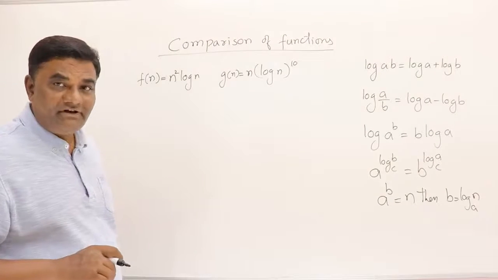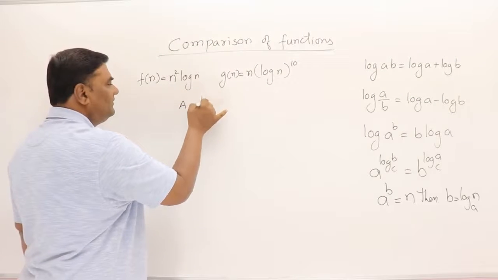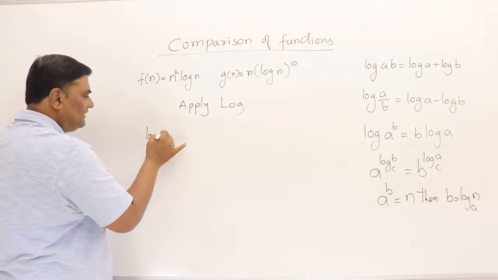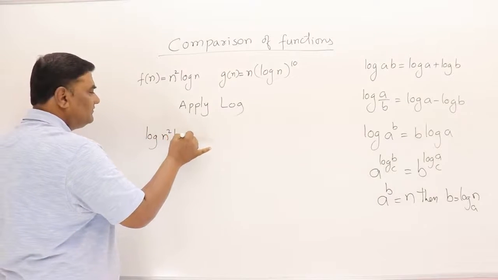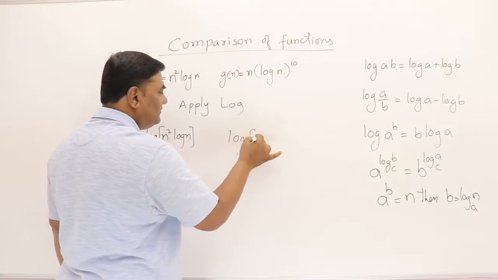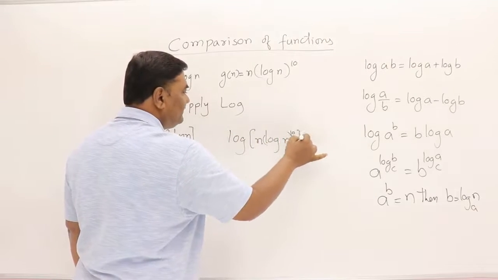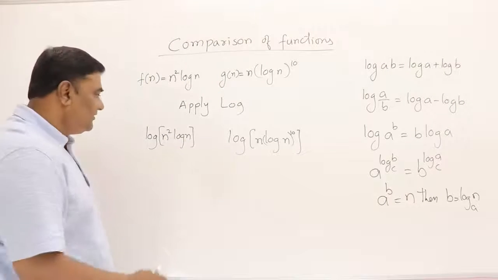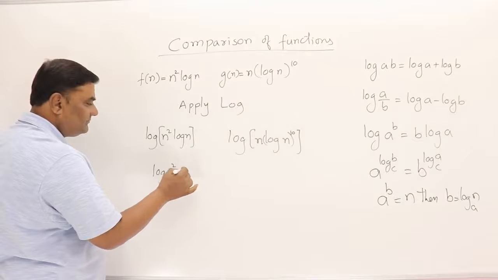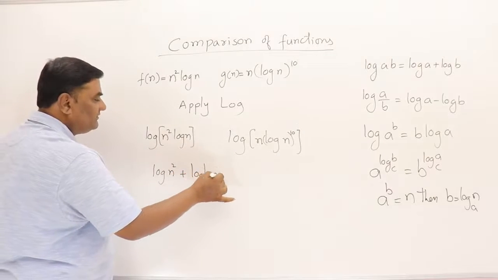Then let us compare and find out by applying log. So this is (log n)^2 and this is (log n)^(log n), this is power 10. You open this one, this is log (n)^2 plus log of log n.